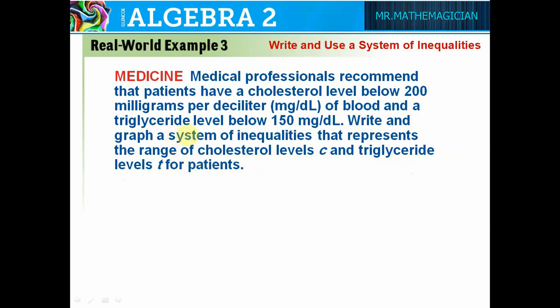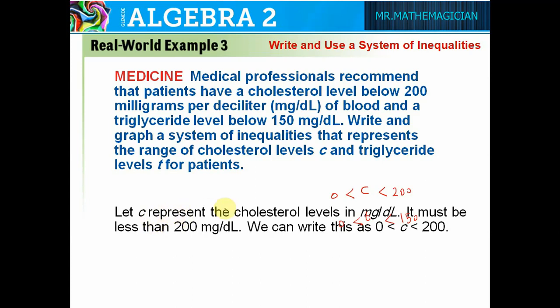So for the C, which is cholesterol, we need it to be below 200, means C below 200. And for the triglyceride T level, we need it to be below 150. Of course, below 200, we are not going to enter the negative part. So C lies between 0 and 200, and also T lies between 0 and 150.